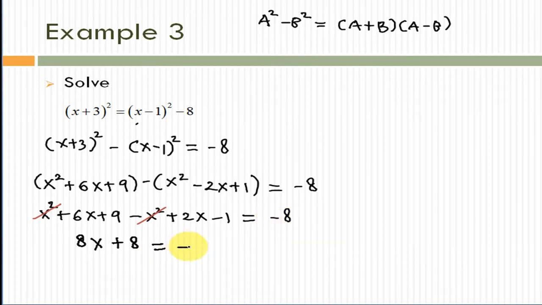equals negative 8. We don't want this number. We move this to the other side and this number becomes negative 8. So 8x is equal to negative 8 minus 8, which is negative 16. Therefore, after we divide both sides by 8, we get x equals negative 16 divided by 8, which is negative 2.